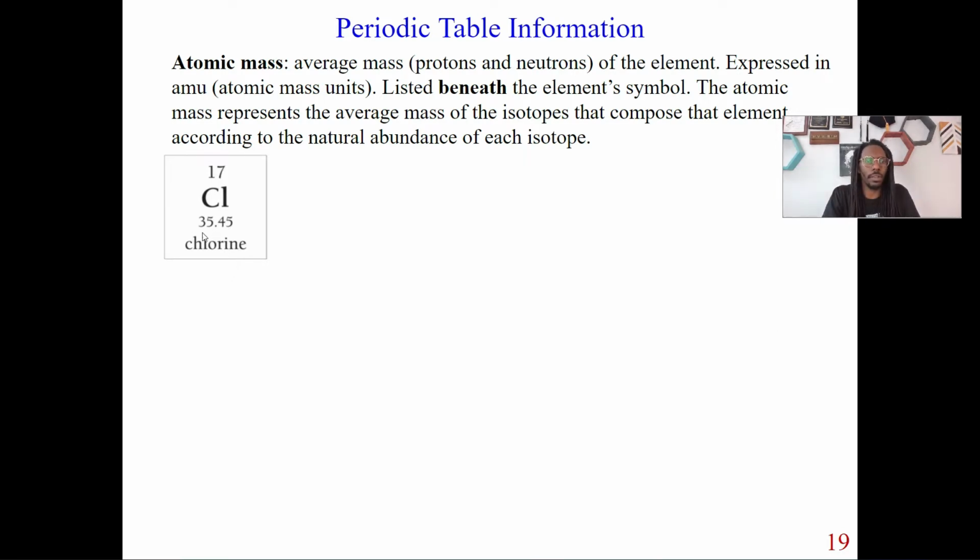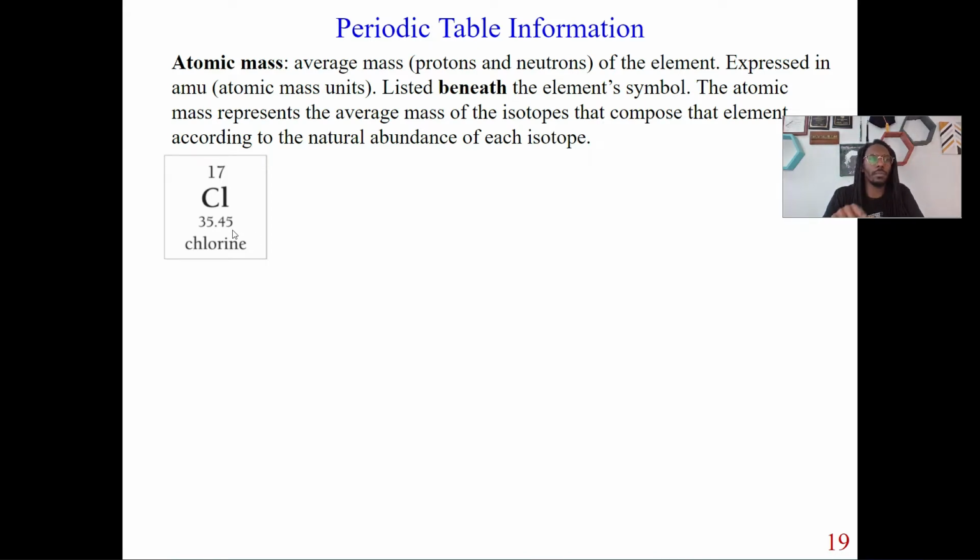But what's this number here? 35.45. What is this number? Well, that is the atomic mass. Okay, so the atomic mass is basically the average mass. Okay, so it's the average mass of the element. So in this case, 35.45 is the average mass.